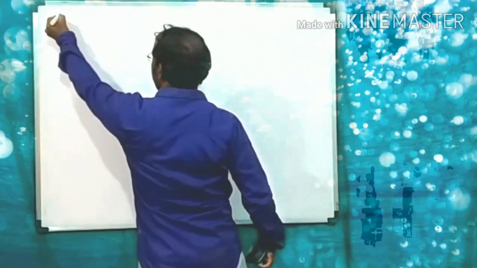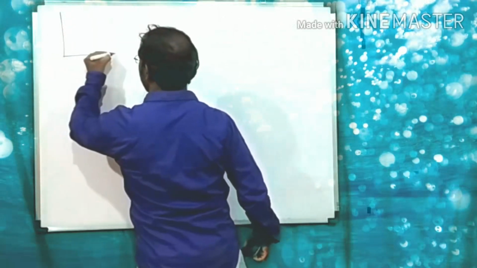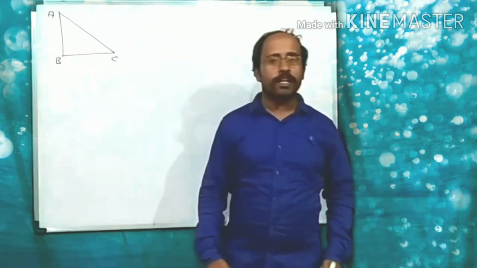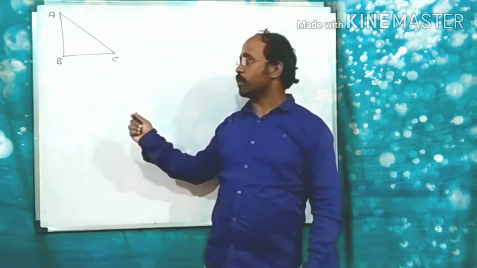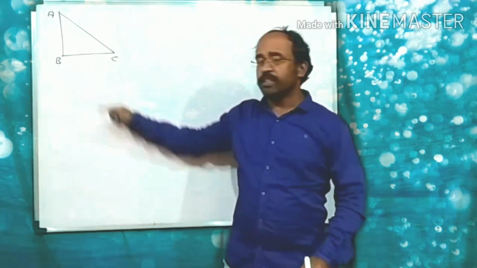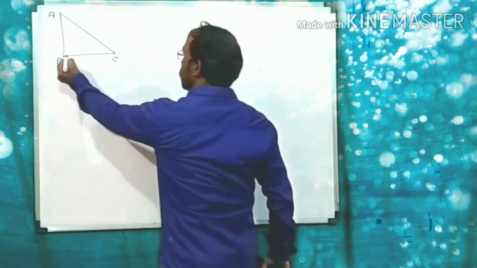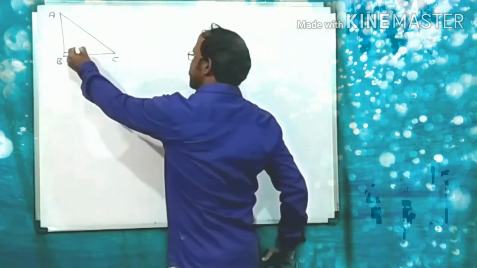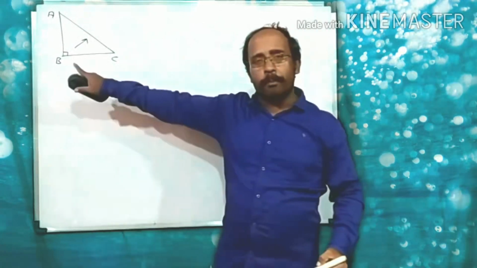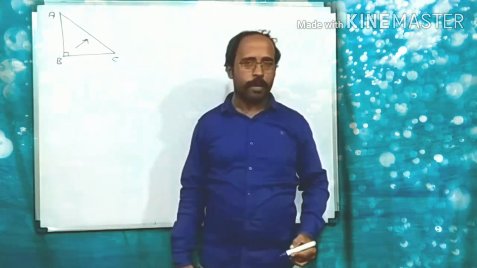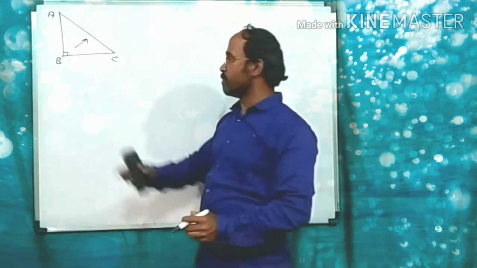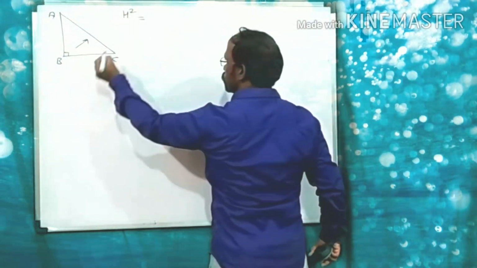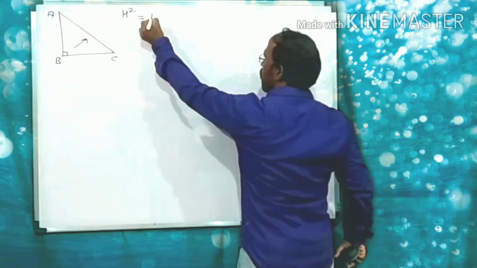Students, we know that the Pythagoras theorem is applicable to right angle triangles only. Suppose ABC is a right angle triangle and angle B is a 90-degree angle. So naturally this AC, the side opposite to the right angle, is called the hypotenuse. And the Pythagoras theorem is: hypotenuse square is equal to base square plus height square.